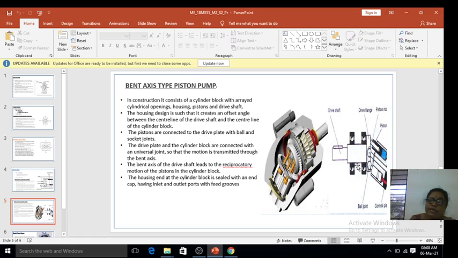The bent axis of the drive shaft leads to the reciprocatory motion of the piston in the cylindrical block. The housing end at the cylindrical block is sealed with an end cap, which you can observe here. The end cap has inlet and outlet ports with feed grooves.